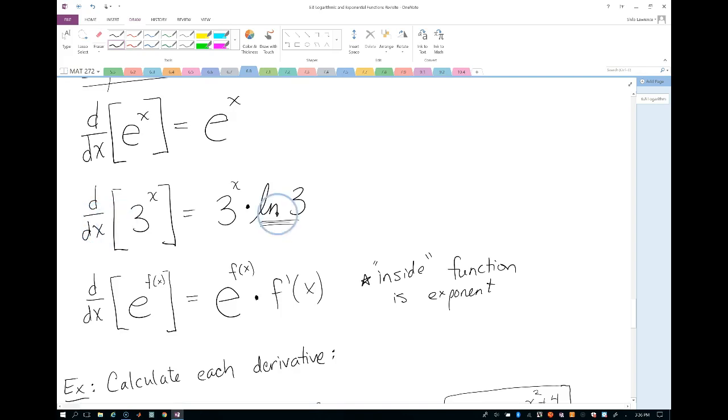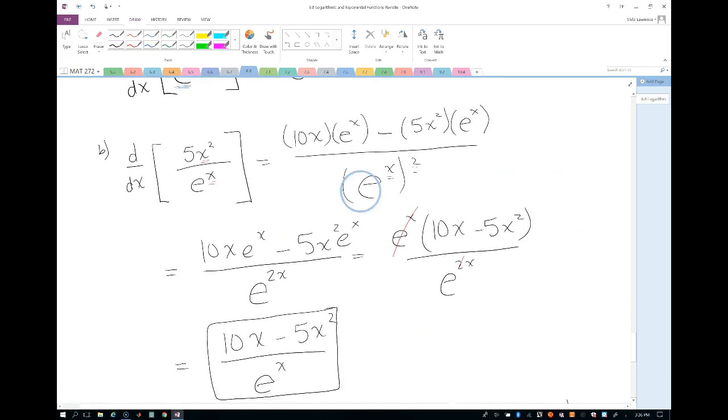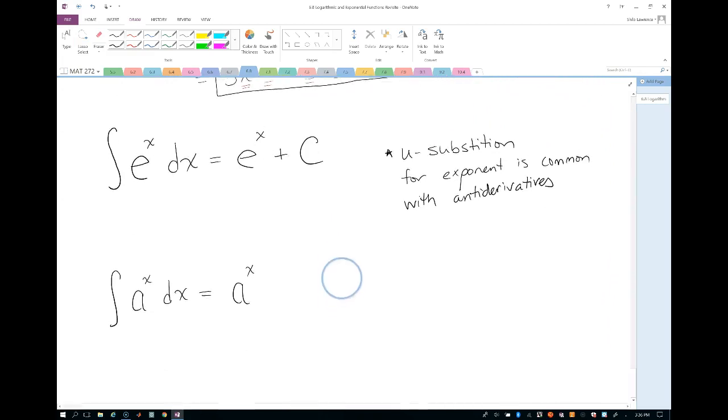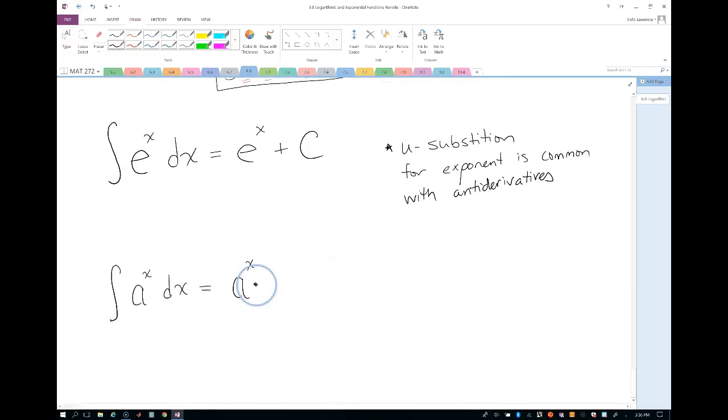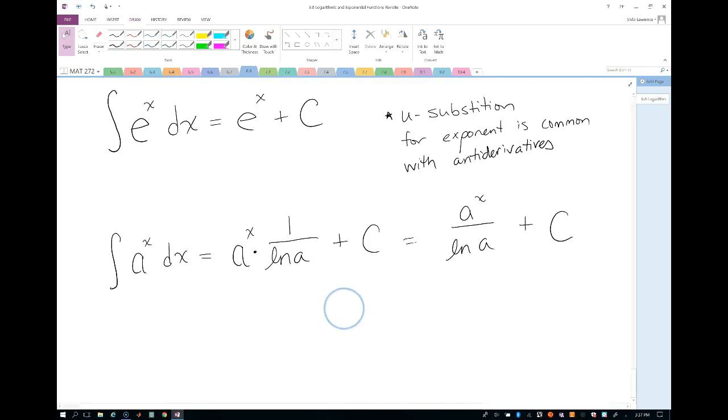So for derivatives, we multiply by natural log of the base. That means with antiderivatives, we're going to divide by natural log of the base. So I'm going to say times 1 over natural log of a plus c. If you want, you could just combine them into a single fraction: a to the x all over natural log of a plus c. And it is common for us to have to do u substitution here, and keep in mind that almost always our exponent is what we're going to be substituting for.